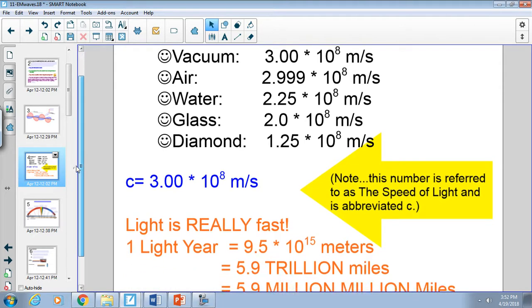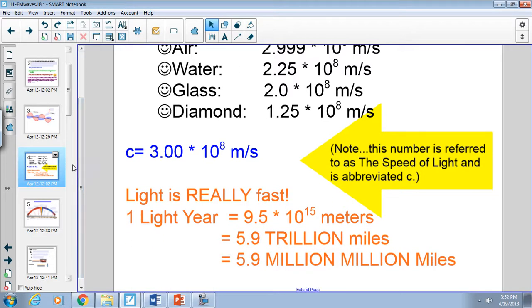Fun thing about light, it has a speed limit. It cannot go faster than the speed of light, which is 3 times 10 to the 8th, and that is shown with the letter C.